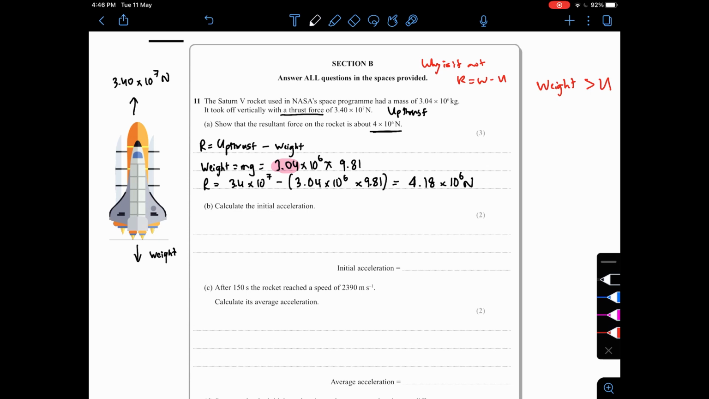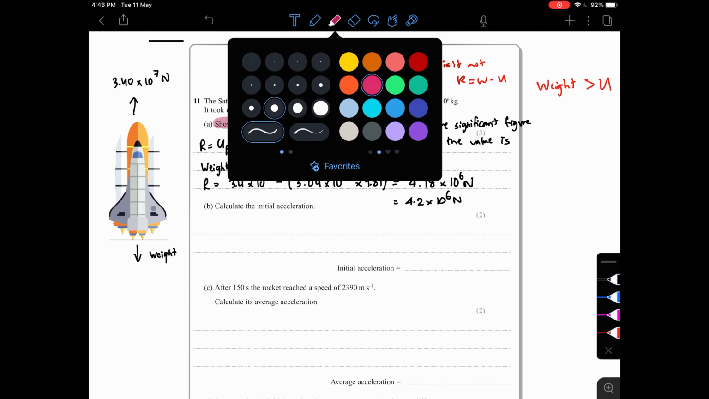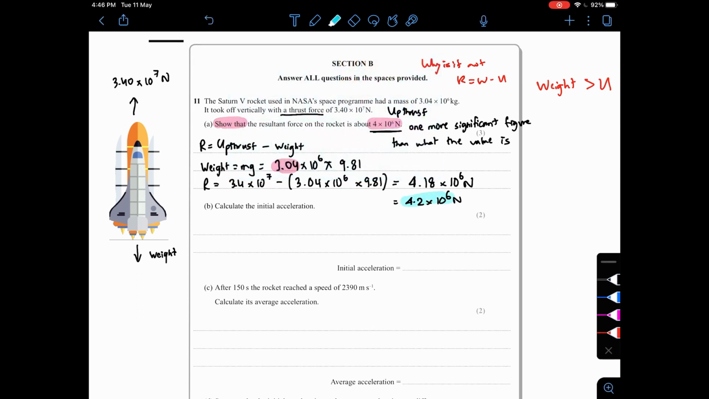No. Because whenever we have a show that question and they give us a value, we always need to round off to one more significant figure than what the value is. So if this was 4 times 10 to the power of 6, we need to round it to 4.2 times 10 to the power of 6 newtons. And why is that? It's because if you were to round 4.2 to one significant figure, we would get 4. Now I think that's the basis of how that works, and that's why significant figures are a big deal in AS physics, and you could potentially lose a lot of marks. Just keep that in mind.